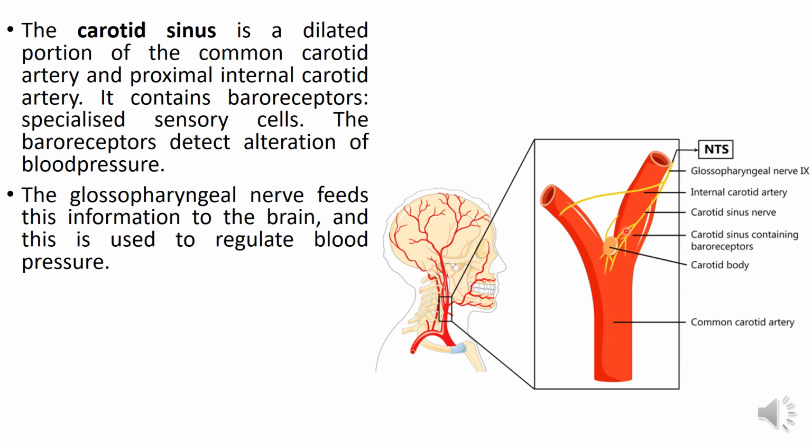If such an alteration occurs, through the glossopharyngeal nerve, in the picture you can see the yellow colored vessel, that is the glossopharyngeal nerve, the information related to change in BP is sent to the brain. Thus, these baroreceptors in the carotid sinus have a significant role in the control of blood pressure. So, what is carotid sinus? It is the dilated portion of common carotid artery and proximal internal carotid artery. It contains specialized receptors called the baroreceptors which take part in the regulation of blood pressure.